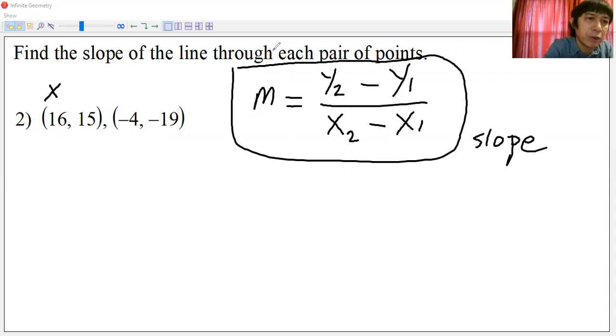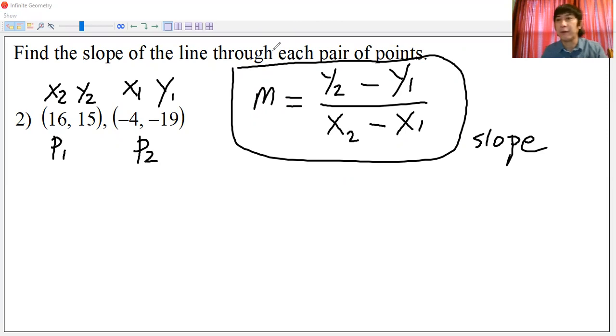All right, and then we shall put our labels. Let's start with labels. This is x2, y2. The other point will have x1 and y1. Okay, so just think of this as your point 1, and think of this as your point 2, like that. And those are the labels for each.